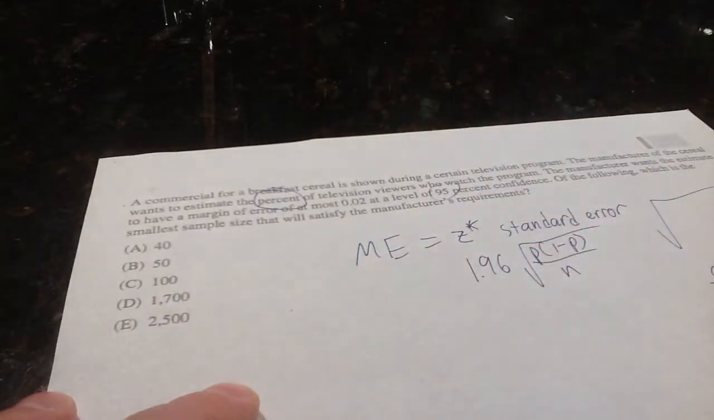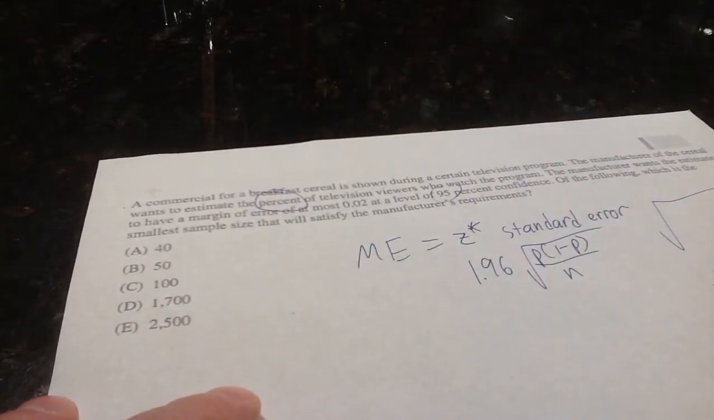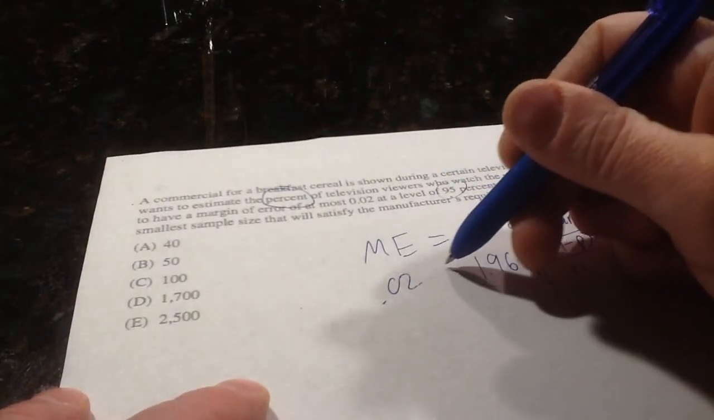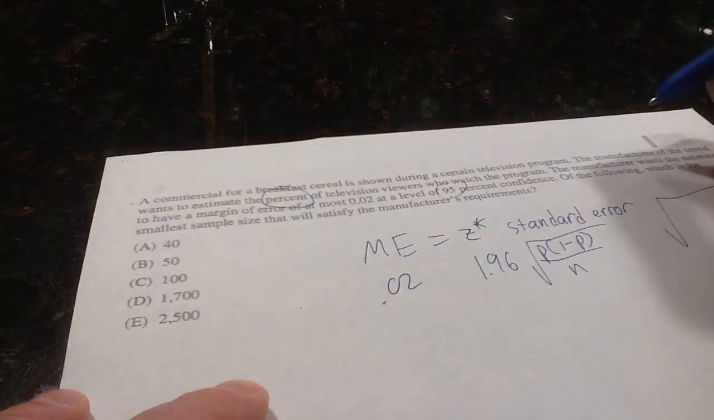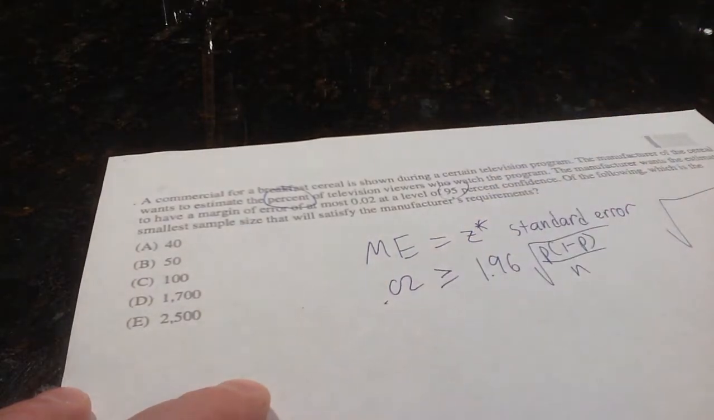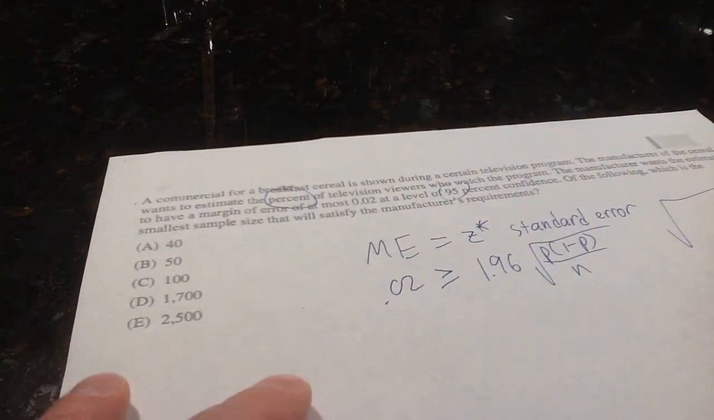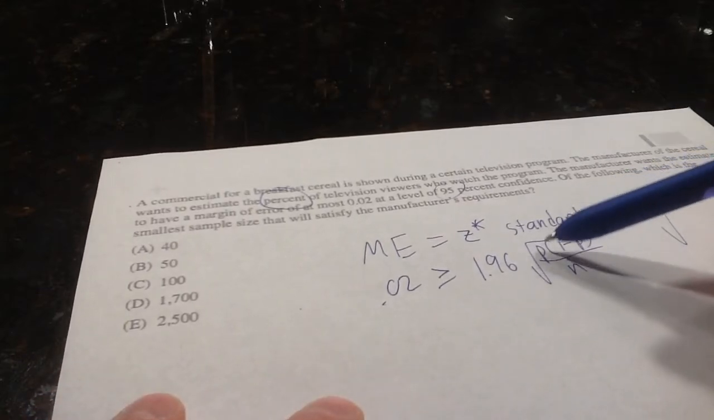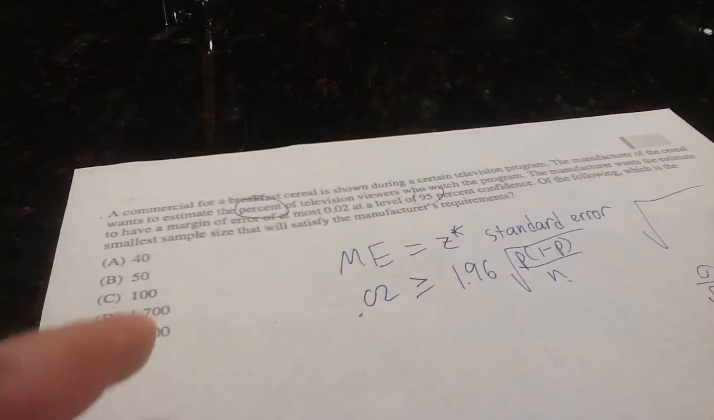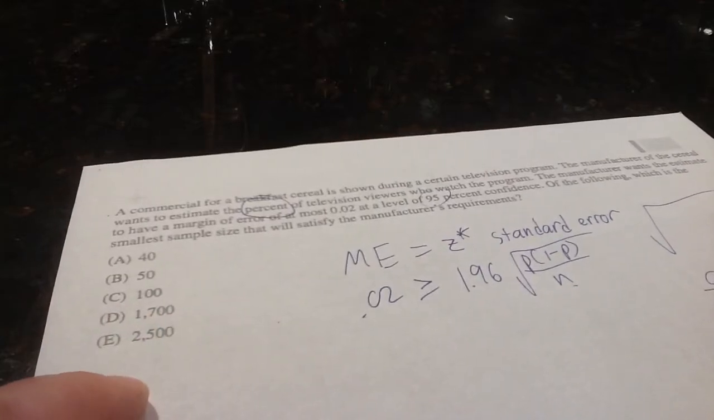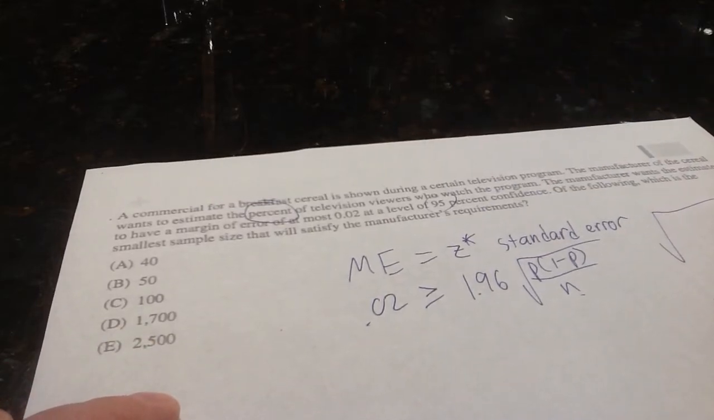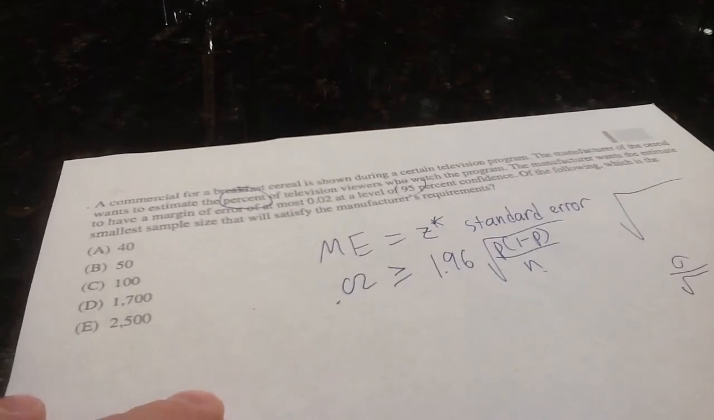Alright. And we want the margin of error to be at most 0.02. At most. So, let's see what we don't know. Two things. Well, that sucks. There's only got to be one thing we don't know. Since we're asked the sample size, we've got to know the proportion from somewhere in this problem. But it's not in the problem.